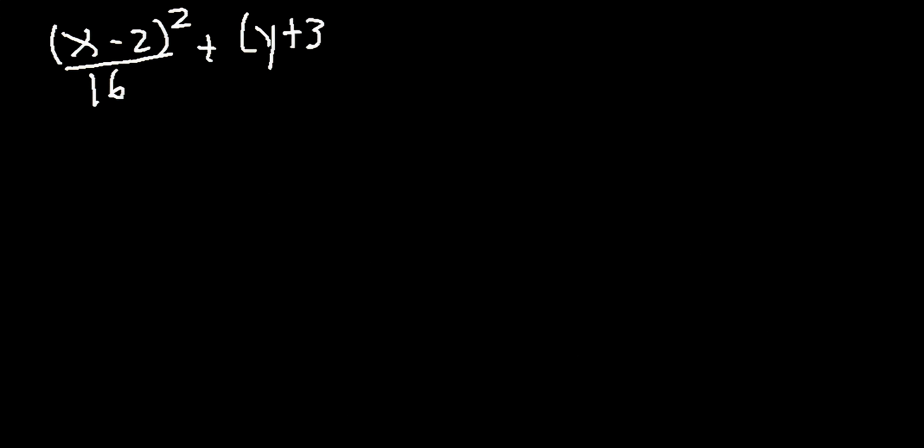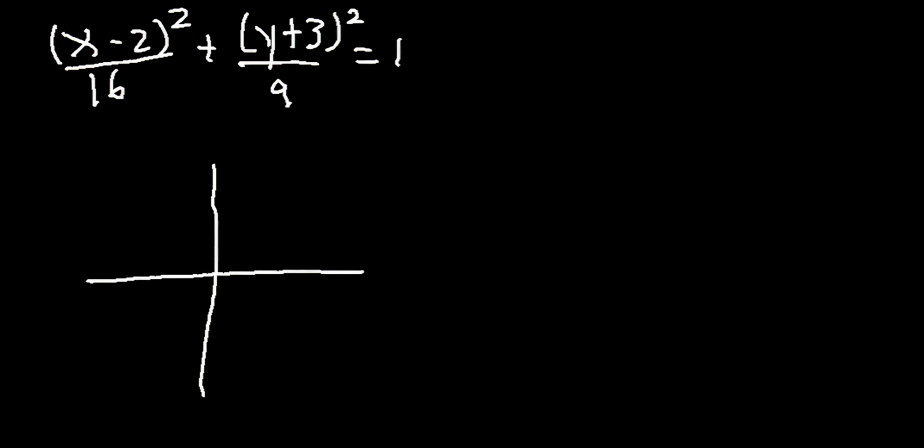But let's try another example. So let's say we have this problem: x minus 2 squared divided by 16 plus y plus 3 squared divided by 9, and let's say that's equal to 1. Now the first thing you need to do is find the center. So since we have x minus 2, we need to reverse it. So it's going to be plus 2. And for y plus 3, change it to minus 3. So we need to travel 2 units to the right and down 3. So that's where the center is. But keep in mind, the center is not actually on the graph.